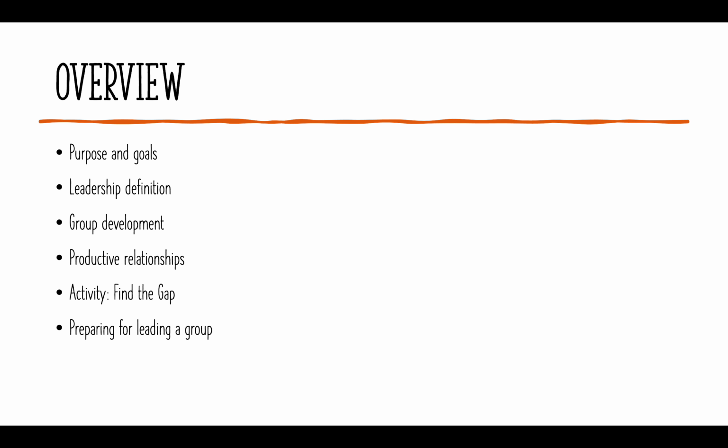In the overview of this presentation, we're going to talk about purpose and goals, leadership definitions, group development, productive relationships. You're going to do an activity called Find the Gap. And then lastly, we're going to talk about preparing to lead a group.